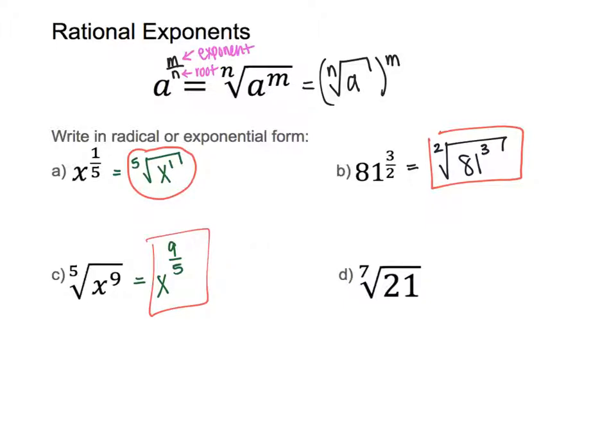Okay, last one. This one might be a little bit tricky. So 21 is definitely our base. And 7 is definitely our root. But what is our numerator for our exponent? Well, in this case, 21 can also be raised to the first power, right? If there's not a power, by default, it's always to the power of 1. So in this case here, we have 1 over 7 as our power. And that's it. So let's try out the next slide next.